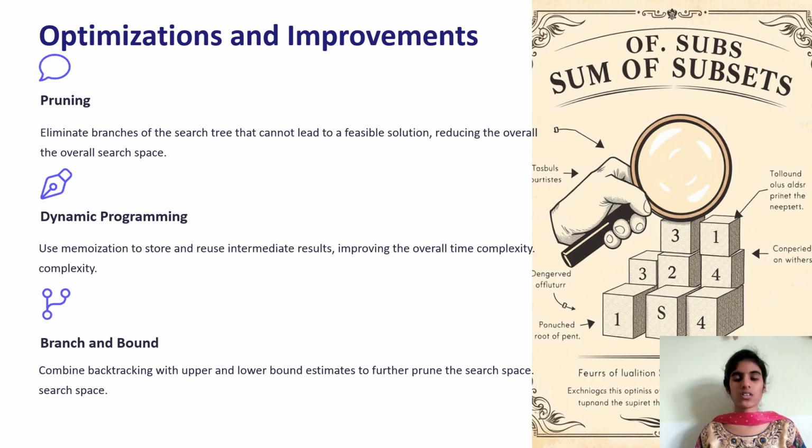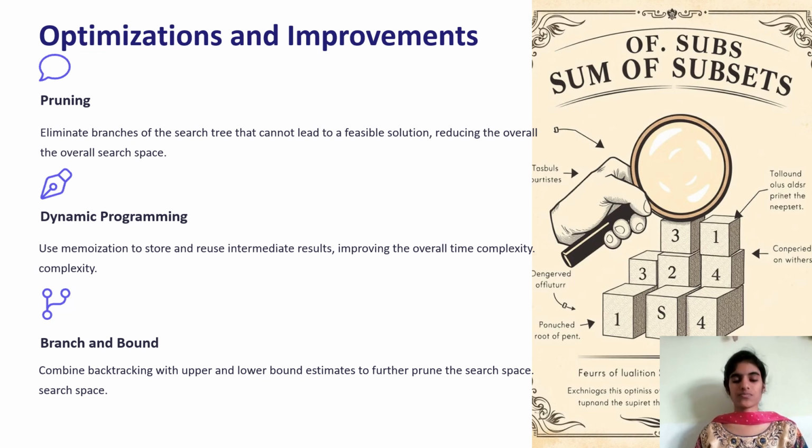The optimizations and improvements needed for sum of subsets problems are pruning, dynamic programming, and branch and bound. These are the optimization techniques used for sum of subsets problems. First, we will discuss them one by one in detail. Pruning: eliminate branches of the search tree that cannot lead to a feasible solution. It eliminates the branches, reducing the overall search space.